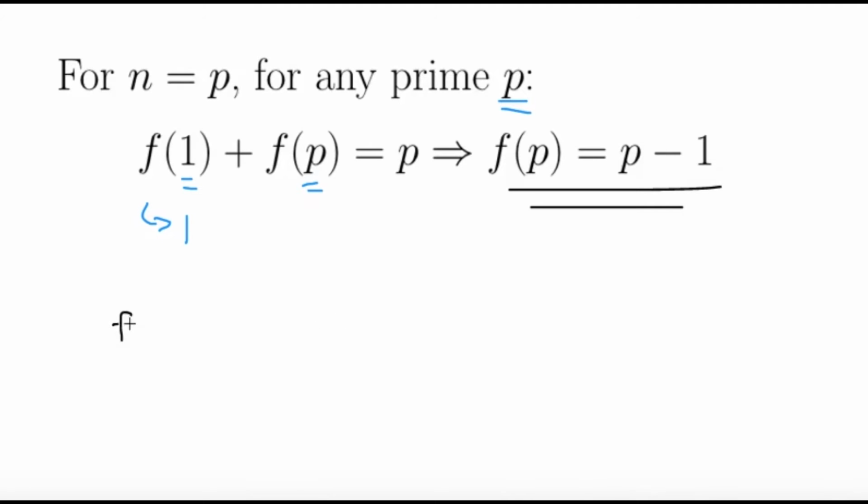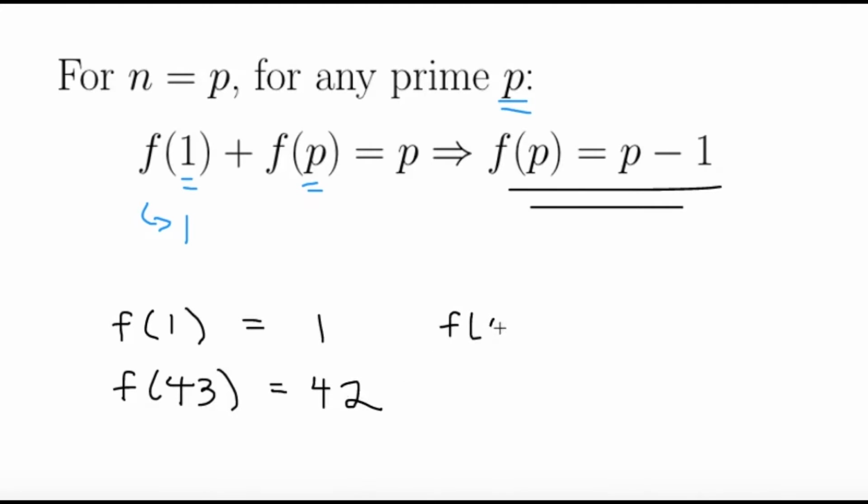Now, we know the value of f of 1, given to be 1. We know f of 43: since 43 is prime, it's 1 less than 43, which is 42. And we also know f of 47: since 47 is prime, it's 1 less than 47, which is 46. And thus, we have successfully acquired the values of f of 1, f of 43, and f of 47.